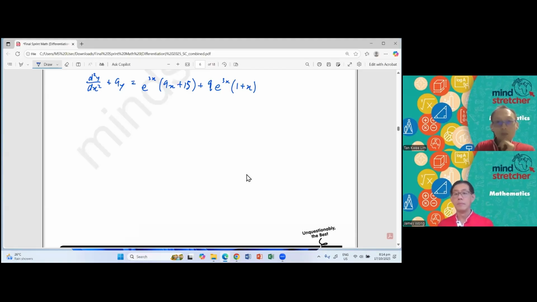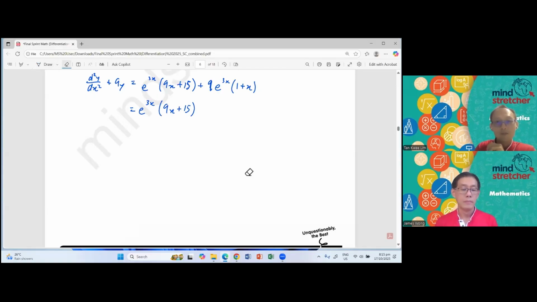Okay, and this is 9 times of it, 9 times 9y. So 9 times of it. Then over here, same thing, we can factorize out the e to the power of 3x. Okay, and this will then be 9x plus 15. So 9 times 1, 9 times x. Remember, I should have drawn the bracket so fast. So this is going to be plus 9 plus 9x.